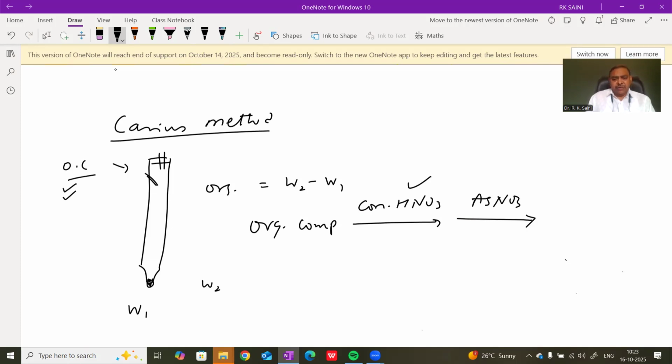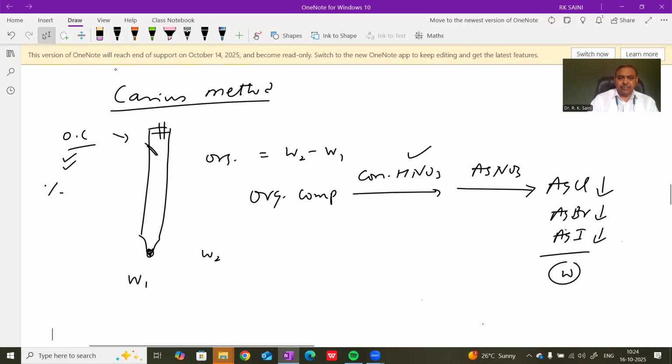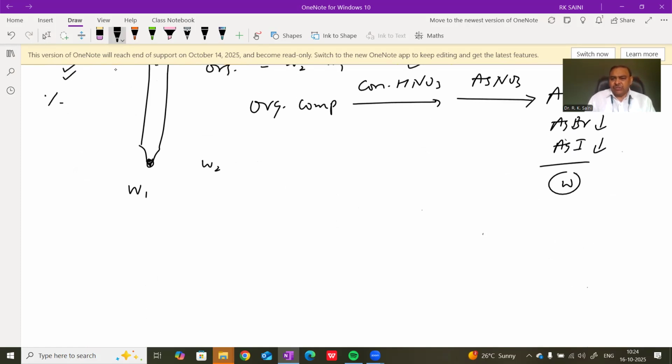Concentrated HNO3 is added to this compound because some cyanide, sulfide, etc. escape, and then silver nitrate is added. Then we obtain a precipitate: white PPT, AgCl; light yellow PPT, AgBr; and dark yellow PPT of AgI. Suppose this weight is W, and then we find the percentage of halogen in the organic compound. Suppose we obtained W gram weight of AgCl.